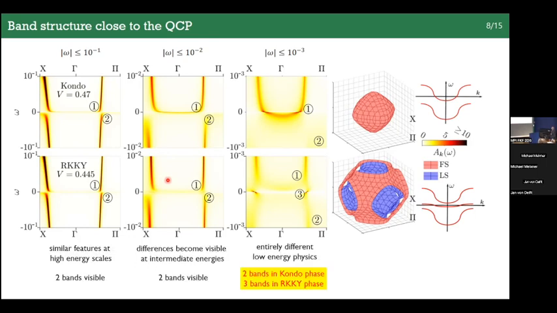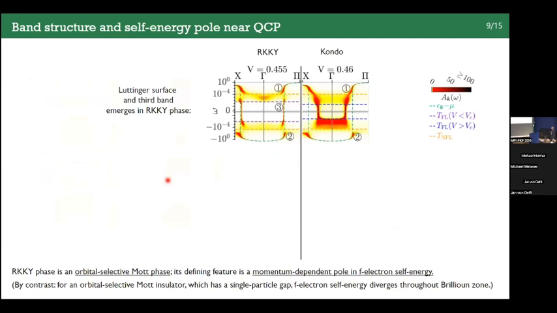All right, so if you compare them like this, at high frequency scales, similar features seem to happen in the RKKY and the Kondo phase. Differences only become visible at extremely low scales. And now the origin of this extra 3rd band, and also of the Luttinger surface, is a pole in the quasiparticle self-energy. So let me show that. Here is another plot of the band structure, on a scale where the energy regime between 10 to the -4 and 0 is on a logarithmic scale, and in between is a linear scale so that we can see what's going on there.